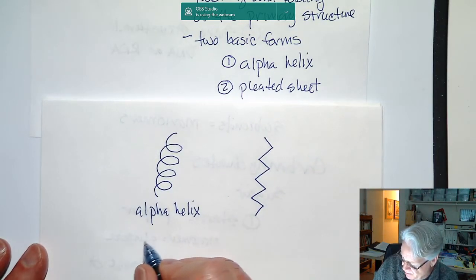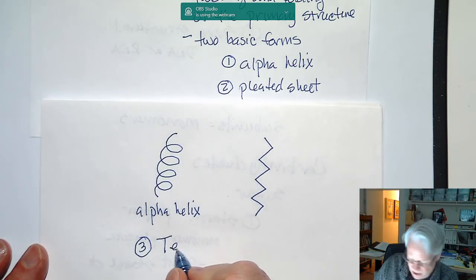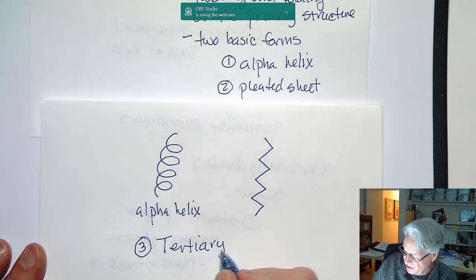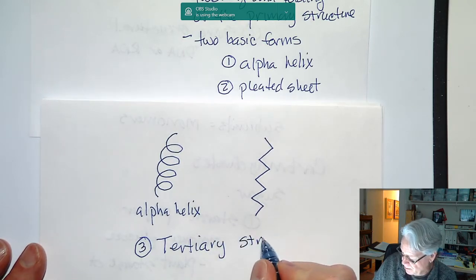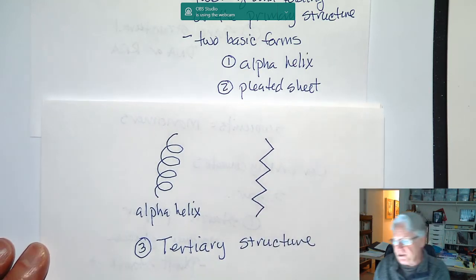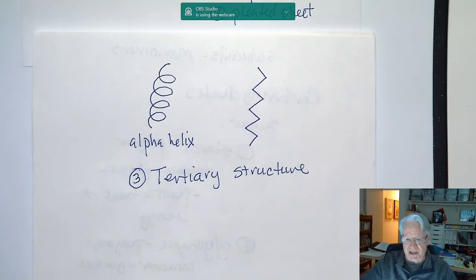The third form is the tertiary, or this third level of structural complexity is the tertiary structure. And here at the tertiary structure, we're going to take the primary and the secondary structure and just fold it up and create this complex knot. We're just going to start bending it back on itself and create this very complex knot-like structure. And that's going to be our tertiary structure.